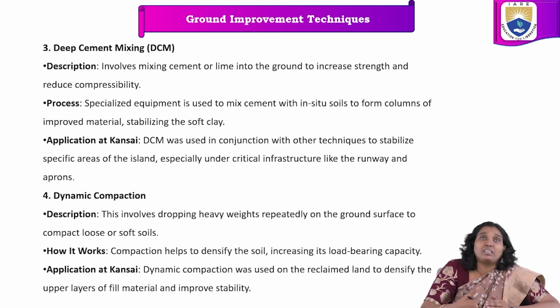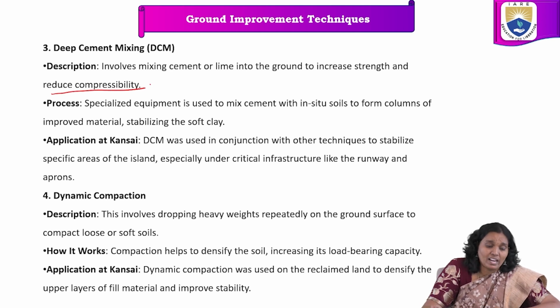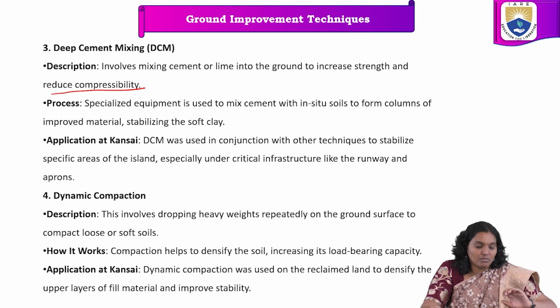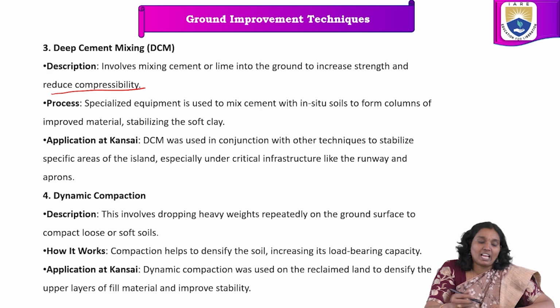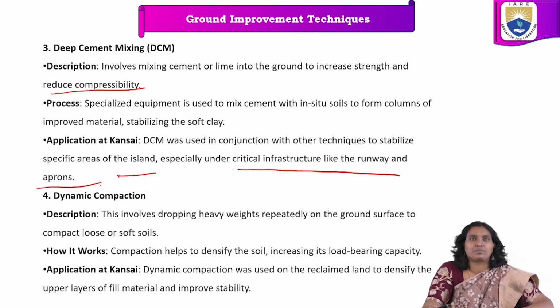Now, deep cement mixing, DCM. It involves mixing cement or lime into the ground to increase strength and reduce compressibility. Specialized equipment is used to mix cement with in situ soils to form columns of improved material, stabilizing the soft clay. Coming to the application, deep cement mixing was used in conjunction with other techniques to stabilize specific areas of the island, especially under critical infrastructure like the runway and aprons.